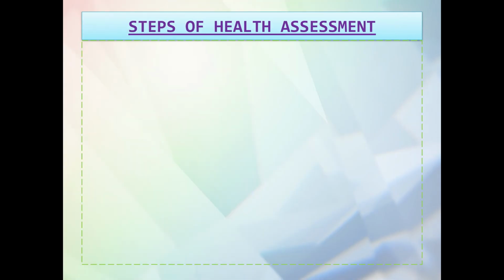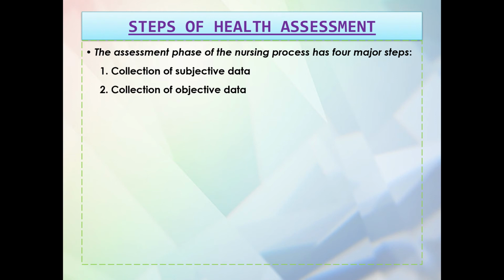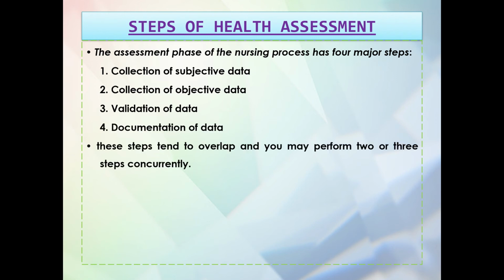Next, we will now proceed with the different steps of health assessment. So the assessment phase of the nursing process has four major steps. The first one is the collection of subjective data. That is the first step of health assessment or the assessment phase. Next, collection of objective data. So laging subjective muna, followed by the objective. Third, you have the validation of data. And fourth, you have a documentation of data.